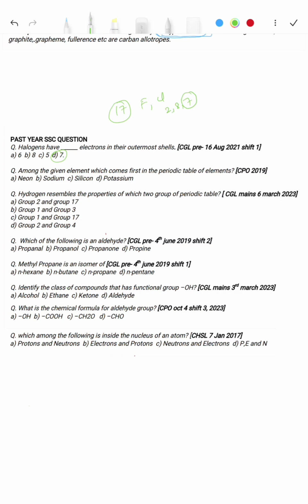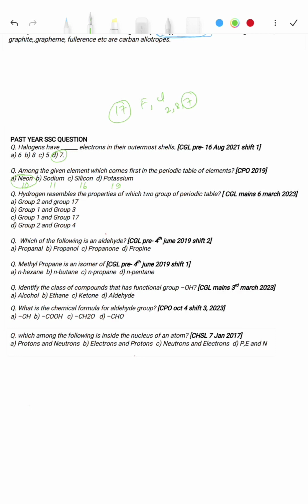Now in this question, among the given elements, which one is in the periodic table of elements? This is CPO 2019. Neon is 10, sodium is 11, silicon is 16 and potassium is 19. So obviously neon is in the periodic table. The right answer is A.